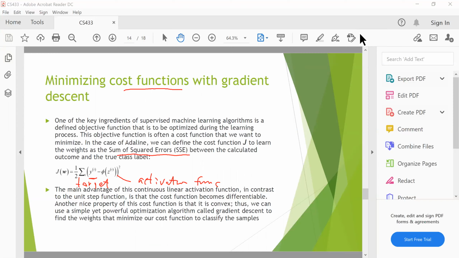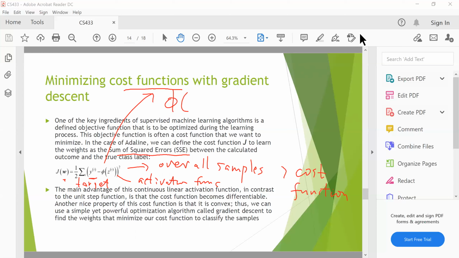Function, is it? So the difference between these two, you square it and sum over all samples. So this is called the cost function. Then just think about it: if we can minimize this, then the weight is going to be optimal.